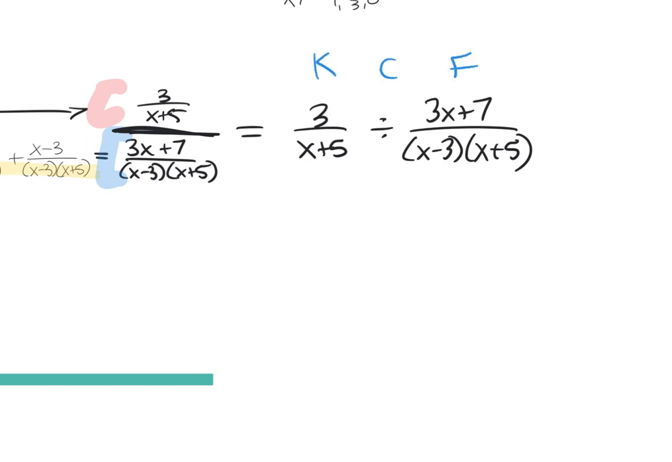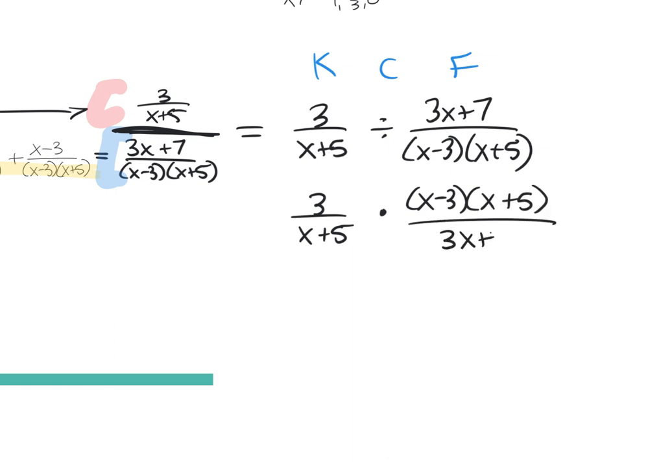Keep, change, flip. 3 over x plus 5 times x minus 3 times x plus 5 over 3x plus 7. Before I start simplifying, just double check. Well, 3 is 3, right? What about the x plus 5? Can we factor that any further? Nope. Okay. The x minus 3 and the x plus 5 are fully factored. What about the 3x plus 7? Can we factor that any further? Nope. So put parentheses around those two denominators because we can't factor them any further.